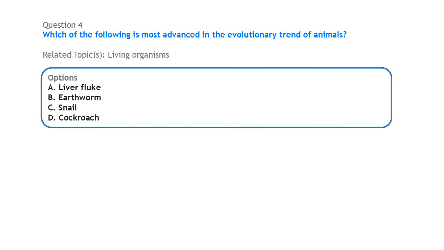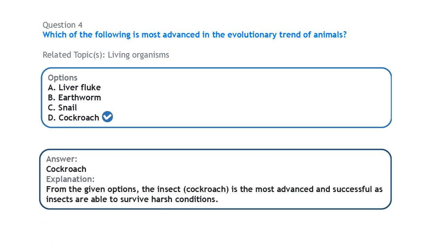Next, on living organisms, which of the following is the most advanced in the evolutionary trend of animals? The most advanced from the given set is the cockroach. It is the most advanced insect here, the most advanced organism.